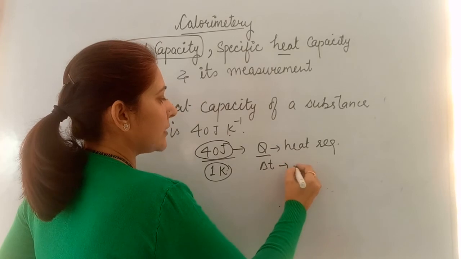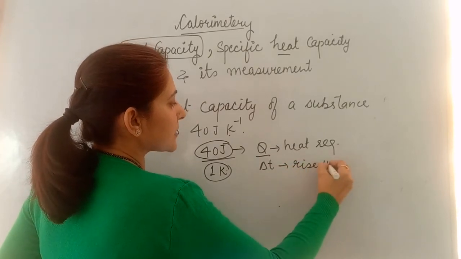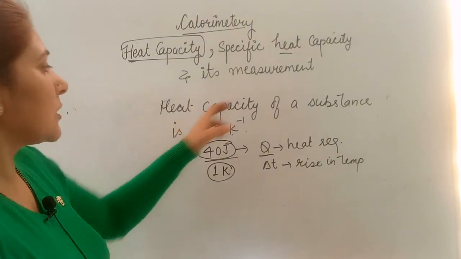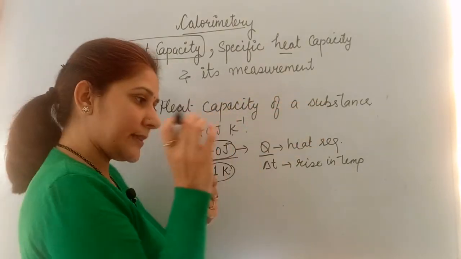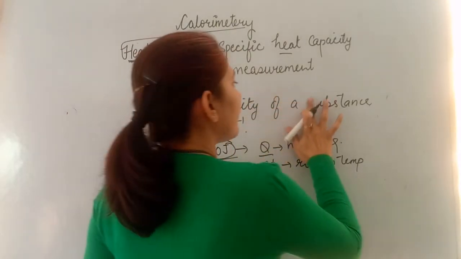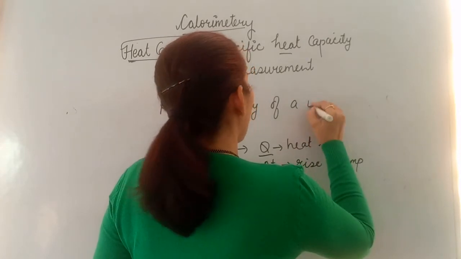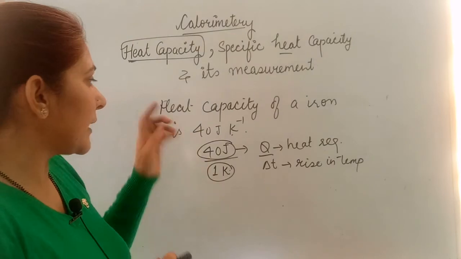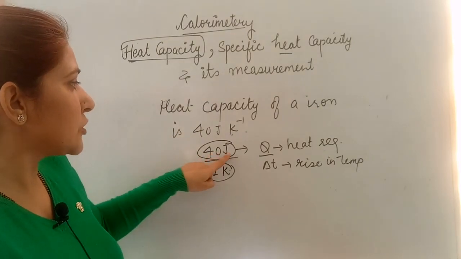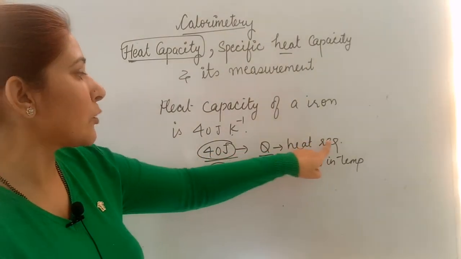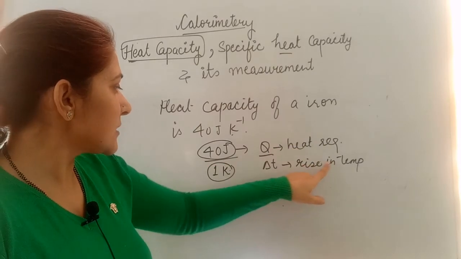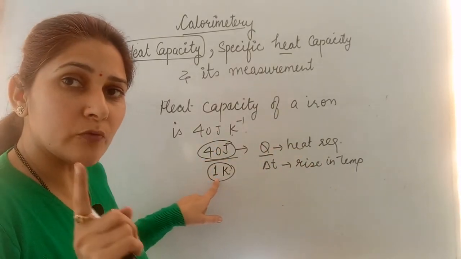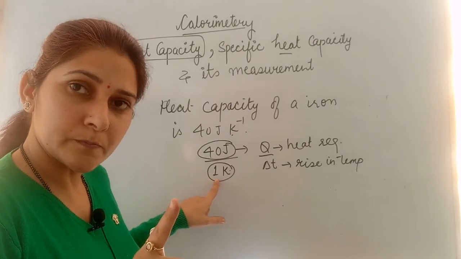So you can write here, this is rise in temperature. So how can you write here? Heat capacity of a substance. Instead of substance, they can give you the name. Suppose they have given you the heat capacity of iron is this. So what can you interpret from here? You can interpret that 40 joules is the heat required to rise the temperature by 1 Kelvin. And what are we talking about? We are talking about iron.